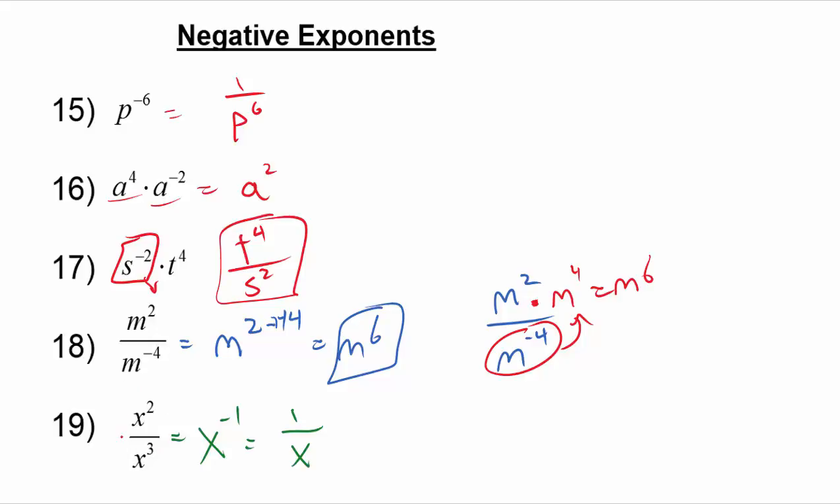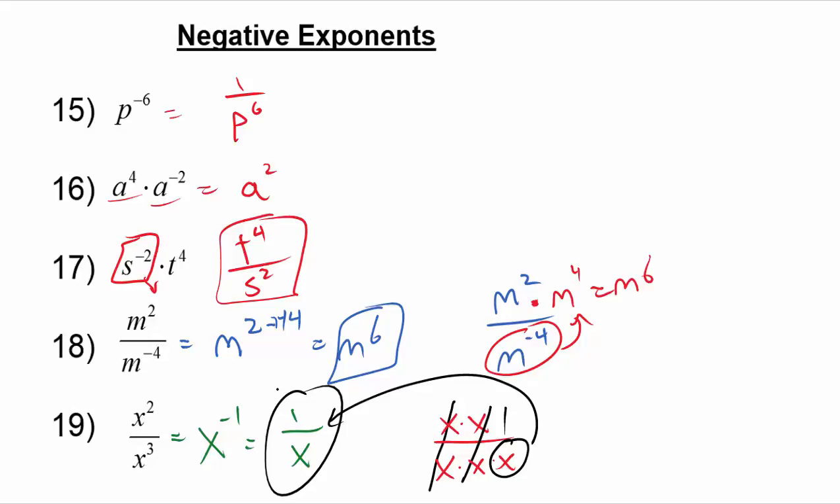You can do it this way, but personally I think the easiest way is to think about canceling. If you had 2 x's on the top and 3 x's on the bottom, we don't even have to mess with negative exponents. These would cancel, and you have 1 x left on the bottom. So it's just 1 over x for our final answer there. All right, we're almost done here.